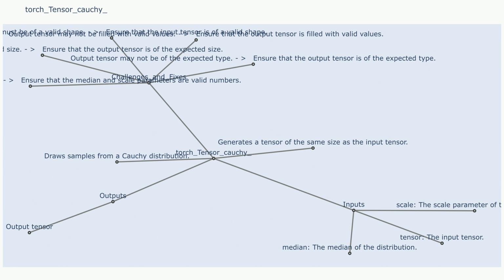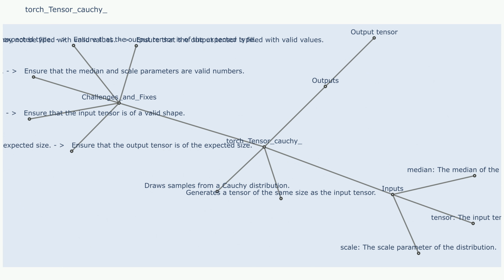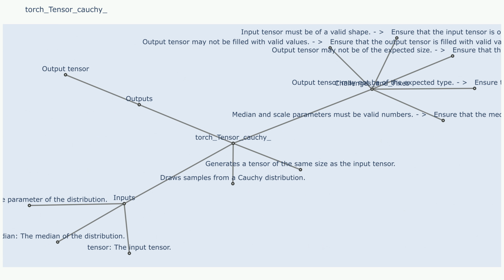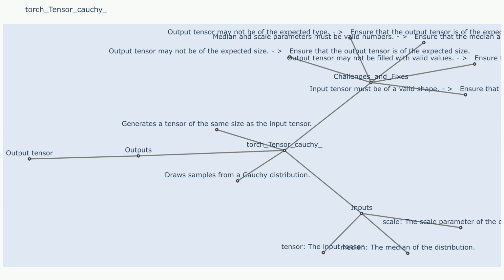Challenge 2: Invalid location or scale parameter. Sample use case that resulted in Challenge 2: passing a non-numeric value or a value outside the acceptable range for the location or scale parameter. Fixes to Challenge 2: Provide valid numeric values for the location and scale parameters. Ensure that the scale parameter is positive.